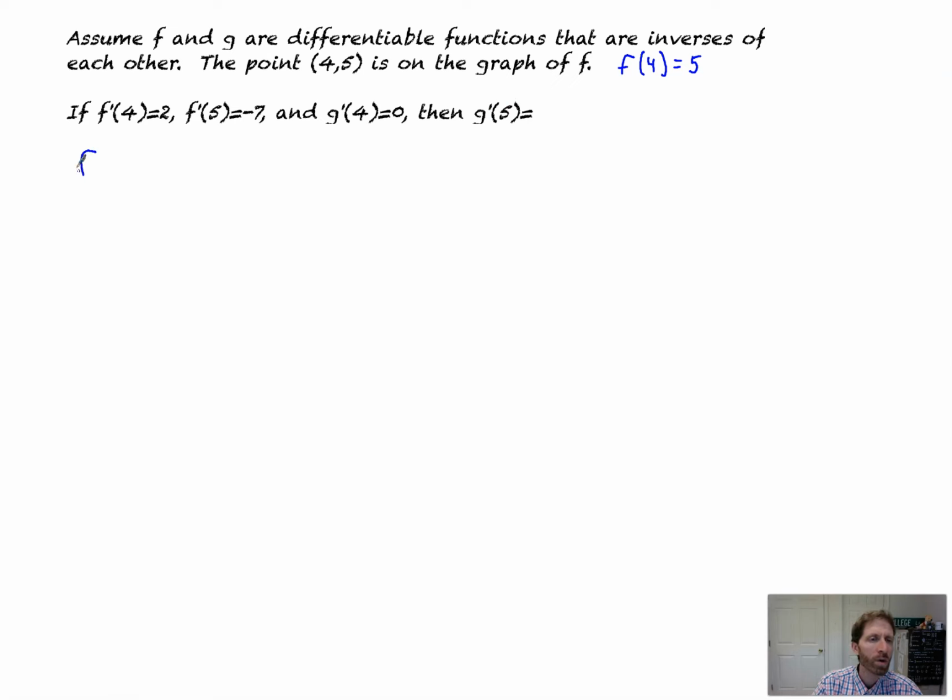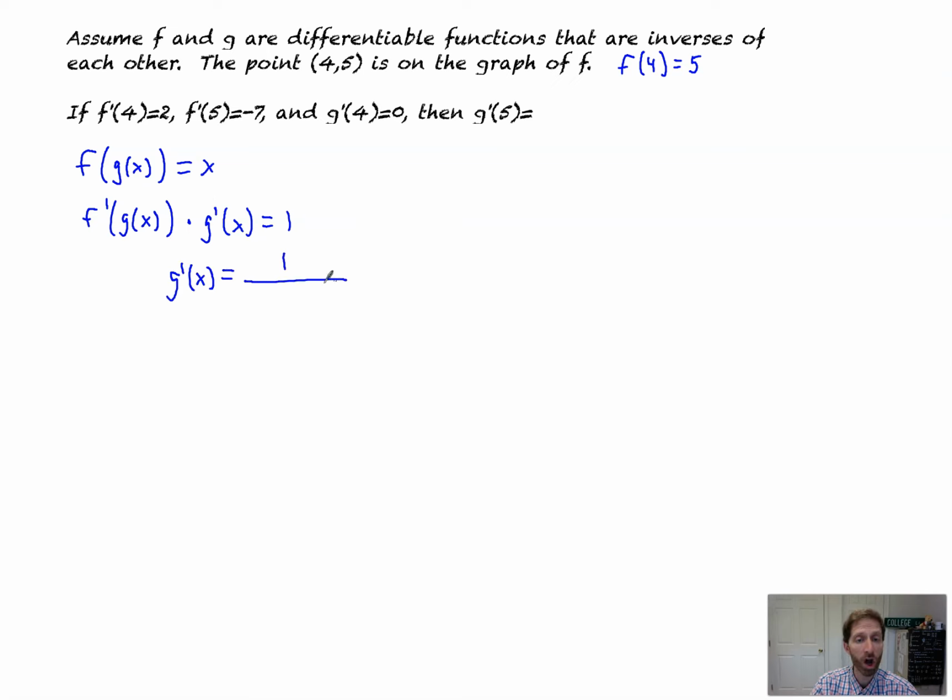Oh, well, okay, if they're inverses of each other, start out with that fundamental idea that when they're composed, we'll get x. Take the derivative. The derivative of the outer is f prime of g of x. And by now, you'll have this down pat. Times the derivative of the inner. It's equal to 1. Solve for g prime, because that's what we want to solve for. g prime of x is equal to 1 all over f prime of g of x. Don't memorize the formula until you understand it. Then it'll automatically get memorized.